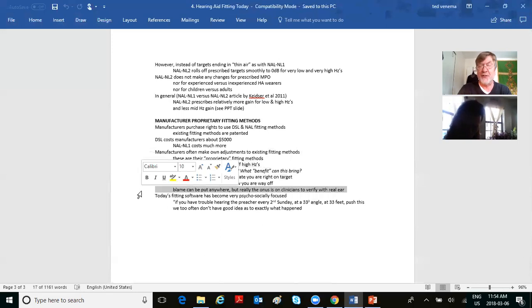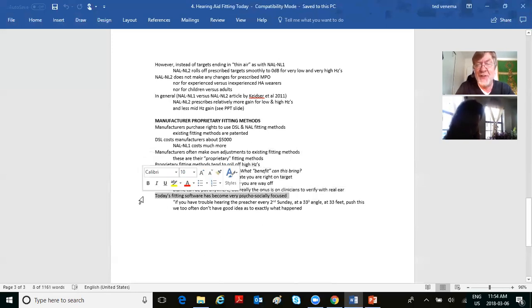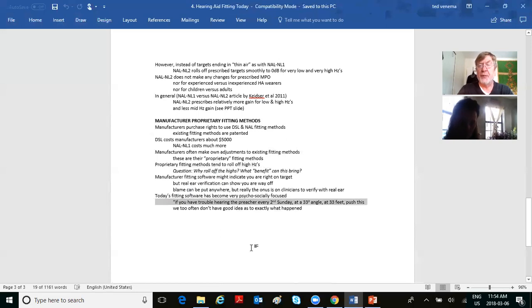Here's what I always think is funny. The last 3 lines. Today's fitting software is so psychosocially focused. I mean, look at the line here. If you have any trouble hearing the preacher every second Sunday at a 33-degree angle at 33 feet distance, push this button. And we don't really always know what happened. I think it's almost humorous.